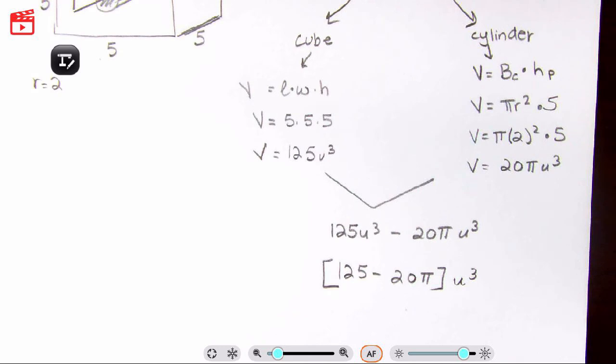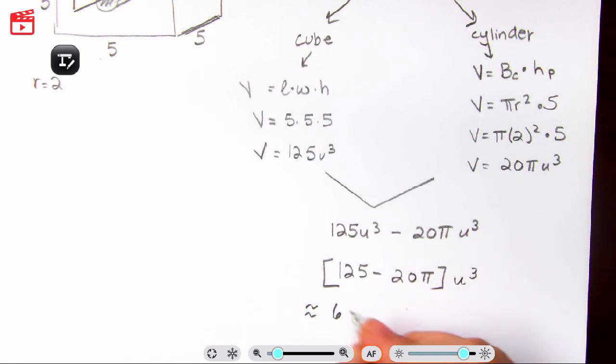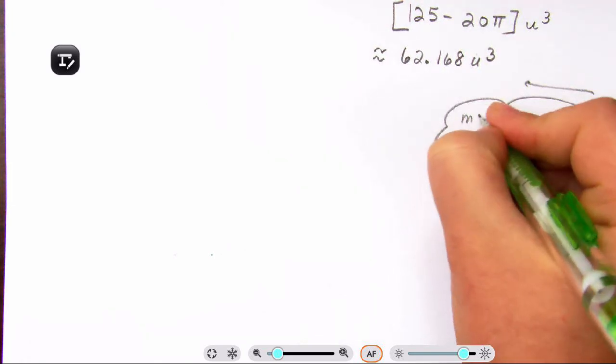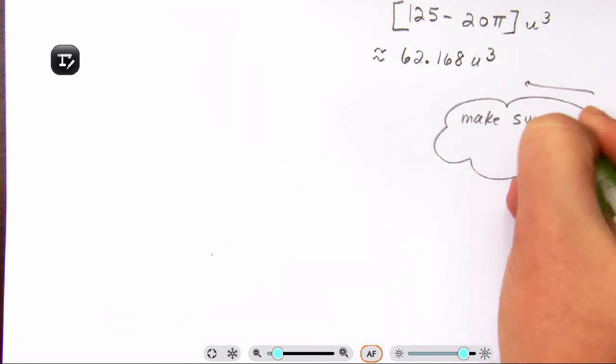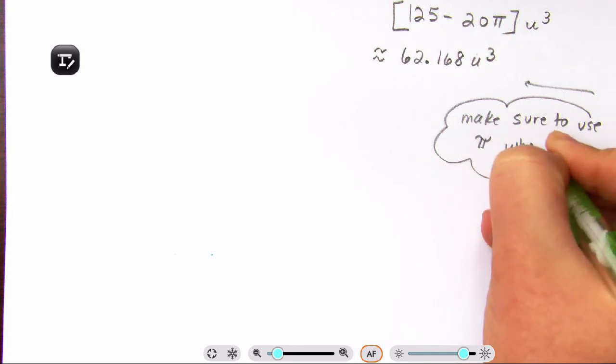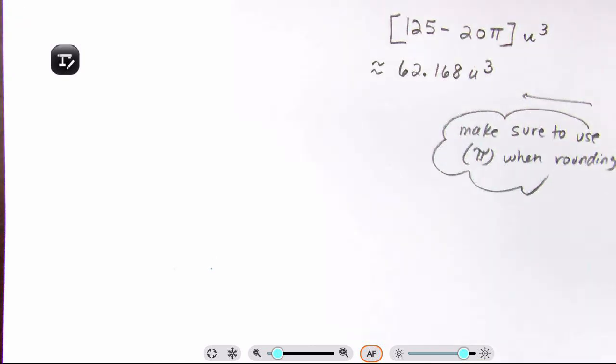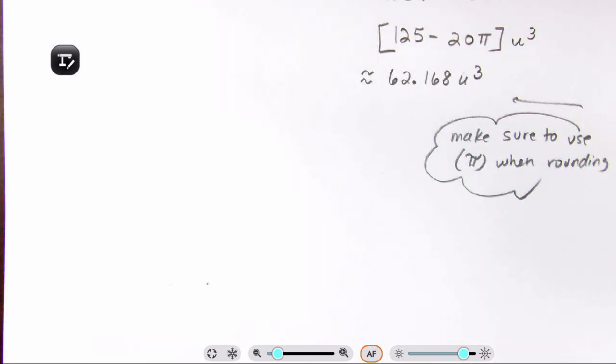Again, if you want to round, that's a bad choice of words. If the directions tell you to round to a specific decimal place, then do that. When you are rounding, here's your thinking bubble, make sure to use your pi button. Don't do 3.14. You're in Integrated Math 3. We know that pi is not in fact 3.14. That is a lie. So use your pi button, okay?